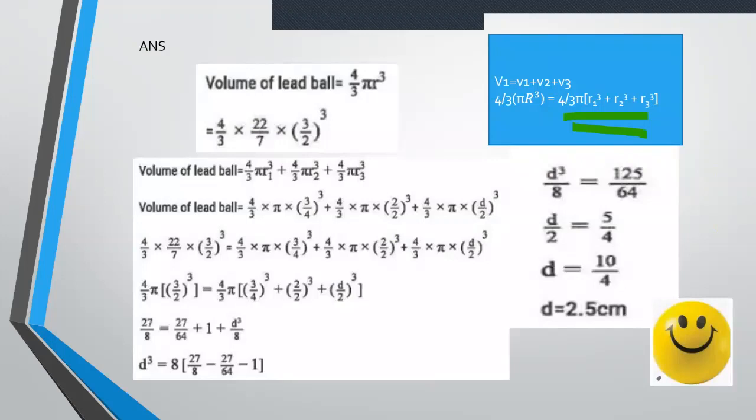So 4/3 pi capital R cube is equal to 4/3 pi small r1 cube plus small r2 cube plus small r3 cube. So as it is, 4/3 pi from both the sides gets cancelled off. And finally, you can find the value of r cube, the one that we don't know. And they have asked us to find the diameter of that sphere. Please go slow and do it. This is the last sum for us. Do it properly.